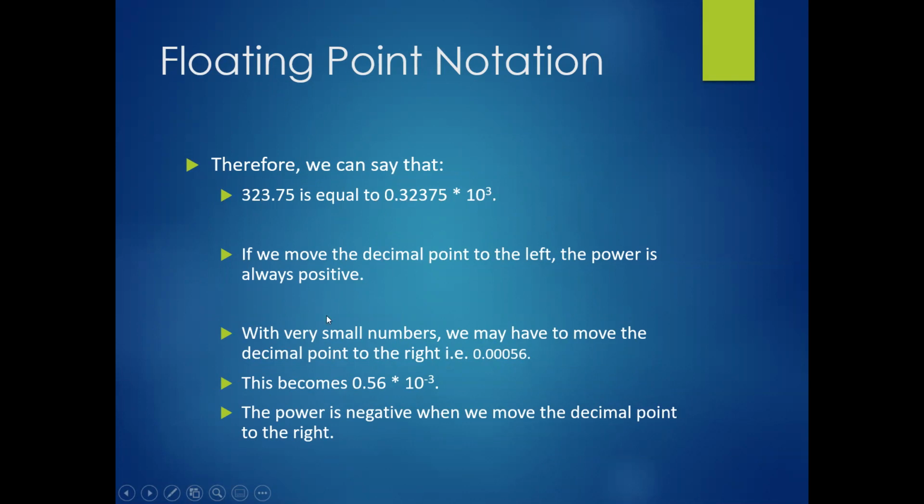With very small numbers, i.e. 0.00056, we have to move the decimal point to the right to get it in front of the rest of the actual number part of it. So that becomes 0.56 times 10 to the minus 3. Because we moved the decimal point to the right, the power is negative. We moved it 3 spaces, it's negative 3.